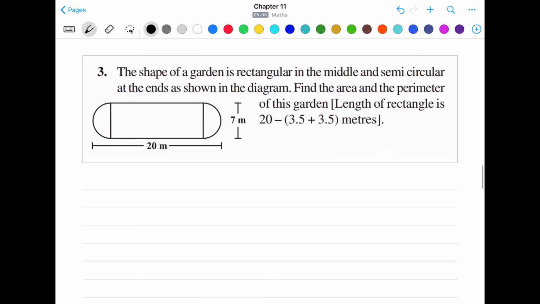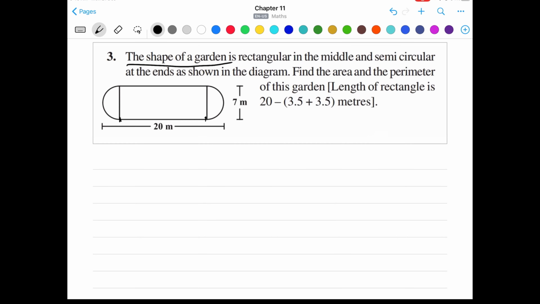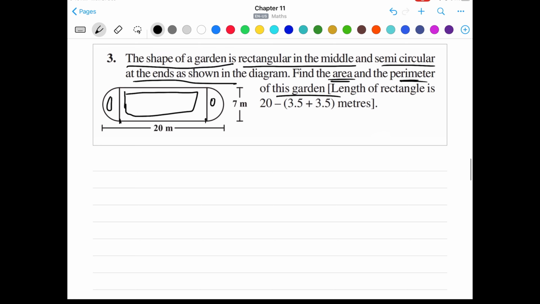Now moving to the next question. Question number 3 is, the shape of the garden is rectangular in the middle and semicircular at the ends as shown in the diagram. We have to find the area and the perimeter of this garden. As you can see in the figure, there is a rectangular part in the middle and two semicircular parts at the two ends. So we have to find both the area and the perimeter of this garden. Let's start by first writing its measurements. So we have the answer number 3.